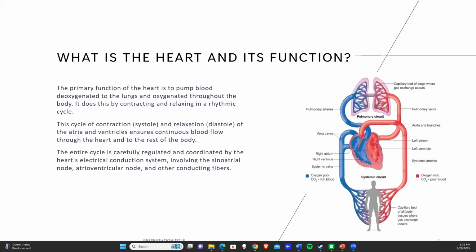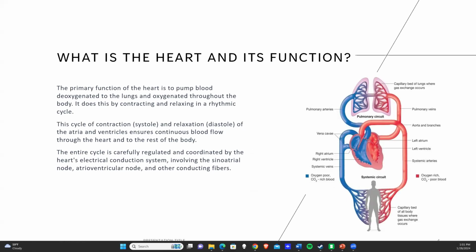So what is the function of the heart? The heart is a vital organ whose primary function is to maintain blood circulation, ensure the delivery of oxygen and nutrients to body tissues, and remove waste products. It accomplishes this through a systemic cycle of contraction, or systole, and relaxation, diastole.